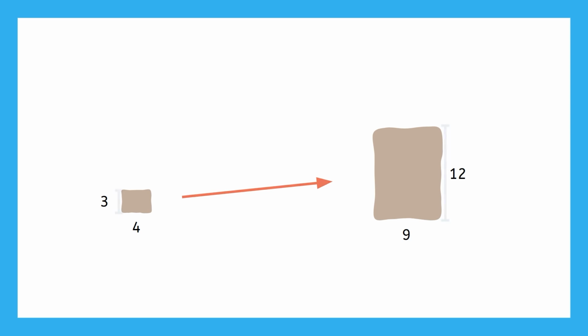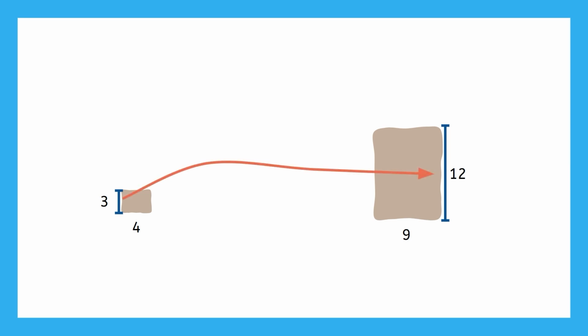We could go from 3 to 12 using a scale factor of 4, but to get from 4 to 9, multiplying by 4 doesn't work. We know the scale factor has to be the same for all the matching sides, so why isn't that happening with the sides we're using? Yeah, the figure's orientation changed.